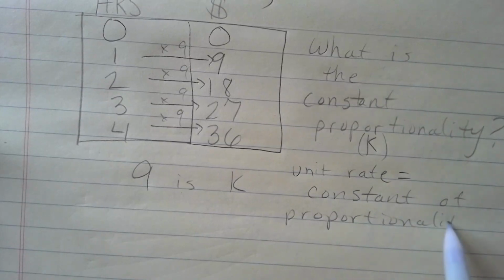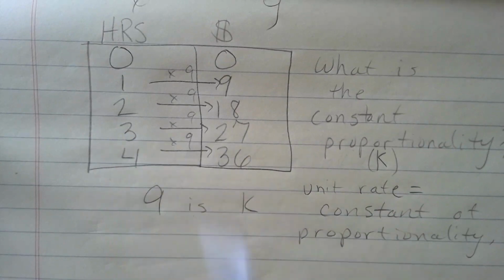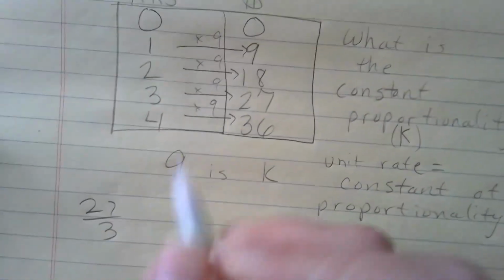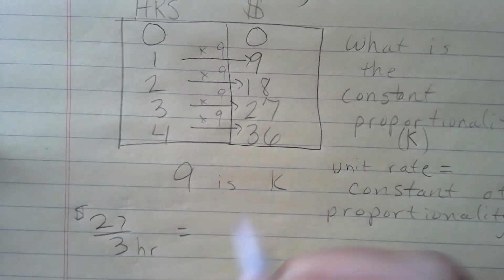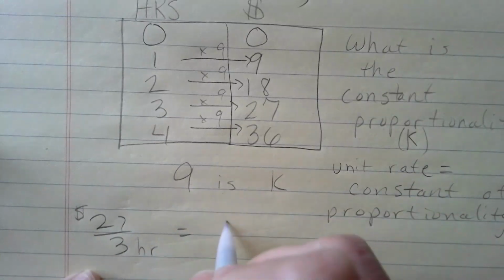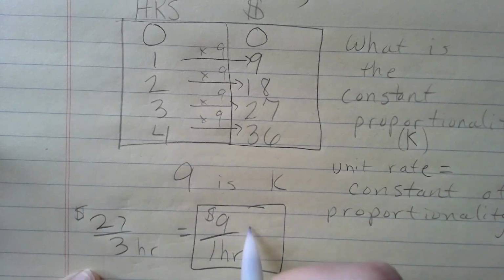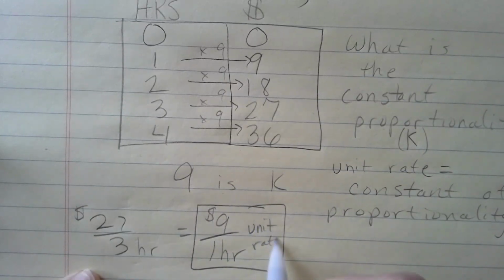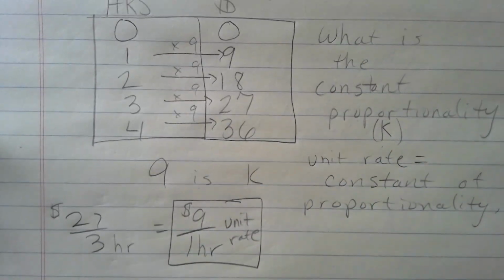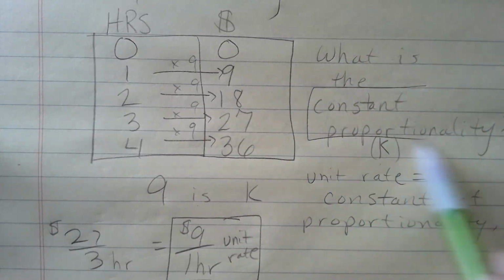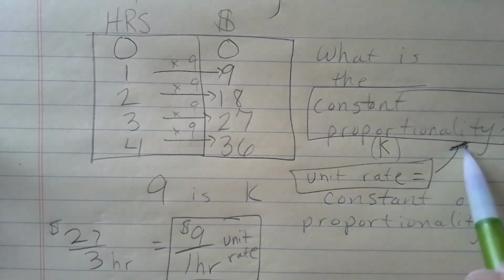So if I were to look at any of these, for example, if I figure out, okay, $27 every 3 hours, if I find the unit rate, well, what is that? I simplify that. That is $9 per hour. That's the unit rate. And it's the constant of proportionality, which is K. Okay? So when it asks you that, if you find the unit rate, you have found the constant of proportionality.